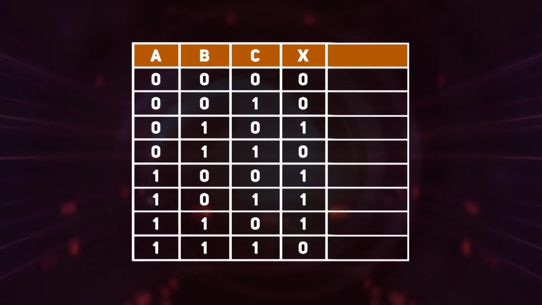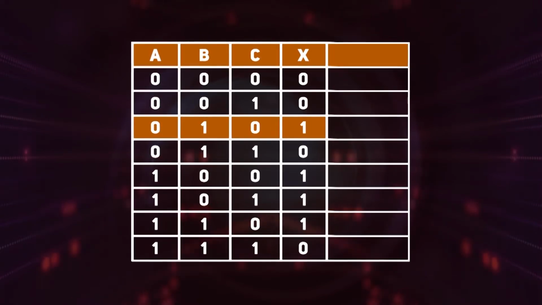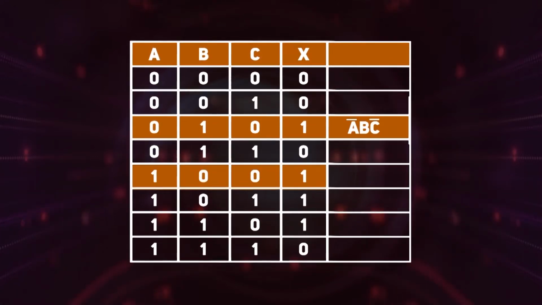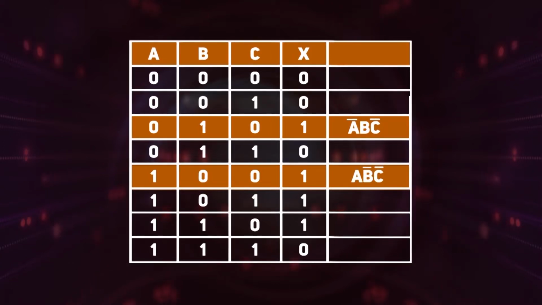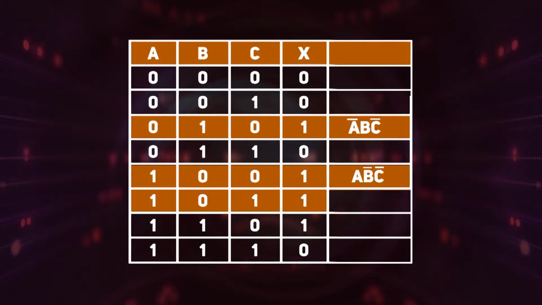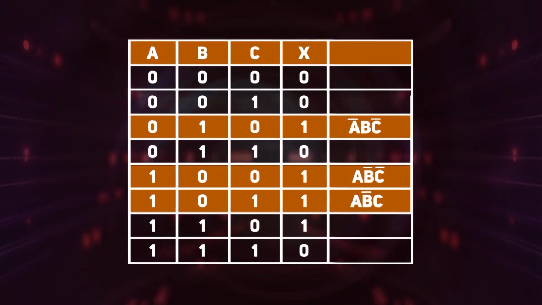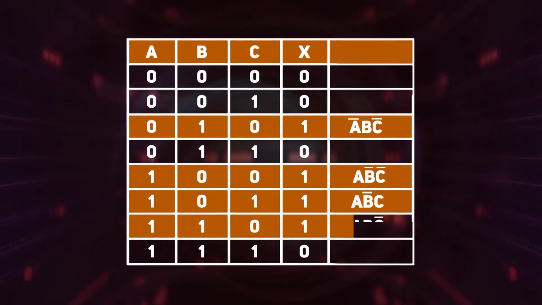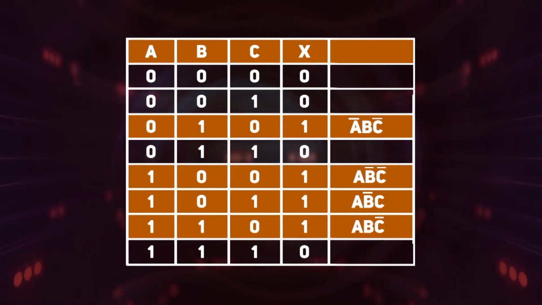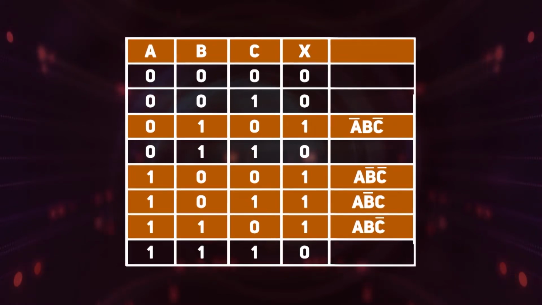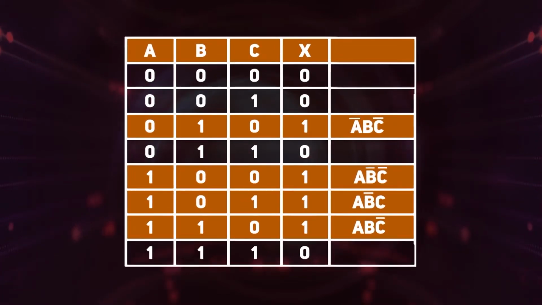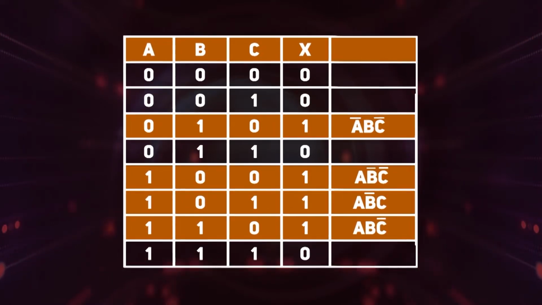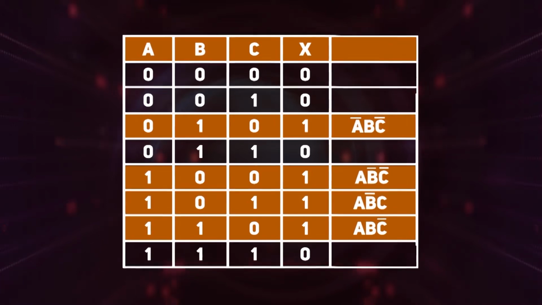For the input 0, 1, 0, the output is 1, that is A complement B C complement. For the input 1, 0, 0, the output is 1, that is A B complement C complement. For 1, 0, 1, it is 1, that is A B complement C. And the next, the 1, 1, 0 input combination, has the corresponding minterm A B C complement. So this truth table tells us the behavior of the circuit we are going to implement. Each 1 in the last column notifies the input combination that gives a true value for the circuit.